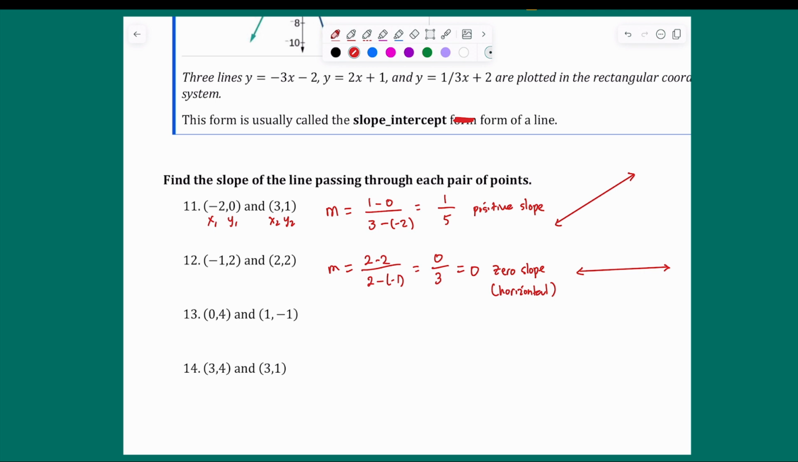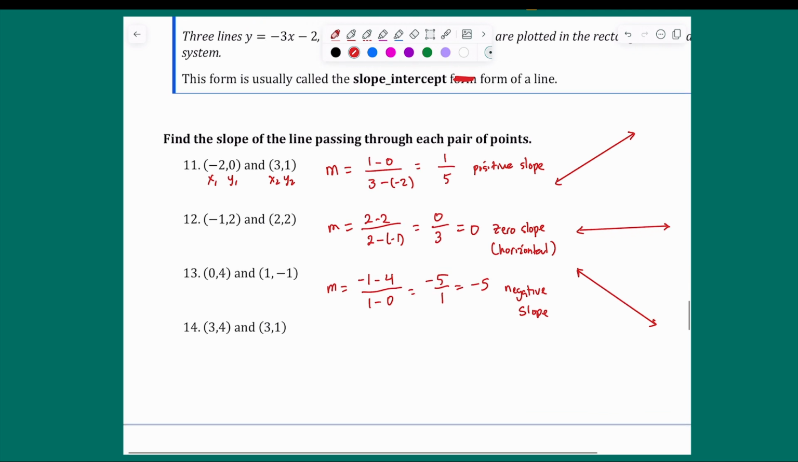The next pair of ordered pairs is (0, 4) and (1, -1). So negative 1 minus 4 over 1 minus 0. And so we get negative 5 over 1, which gives us negative 5. So we have a negative slope, and it would lean somewhat like that in the negative fashion.